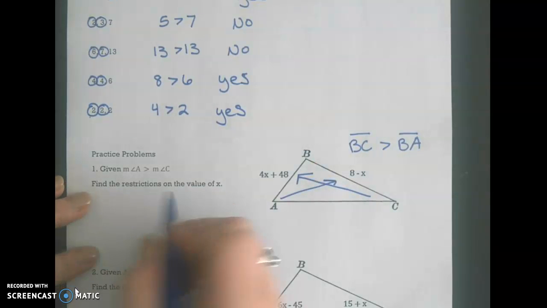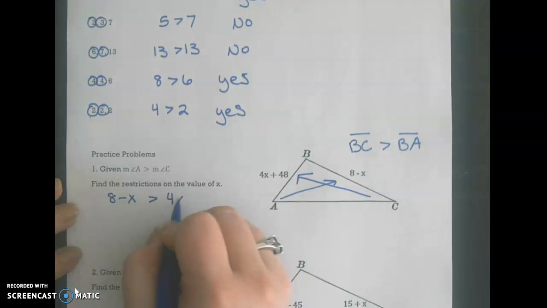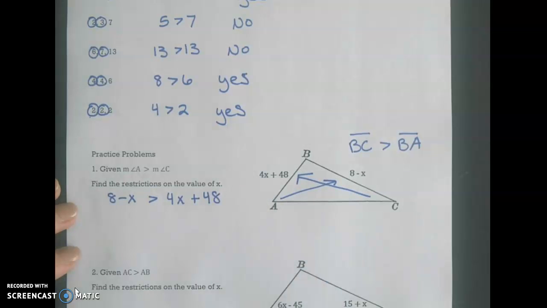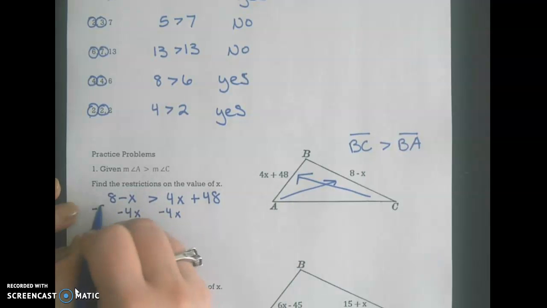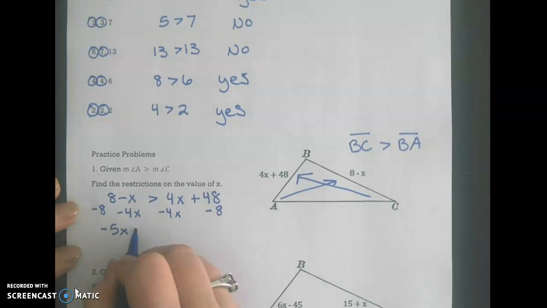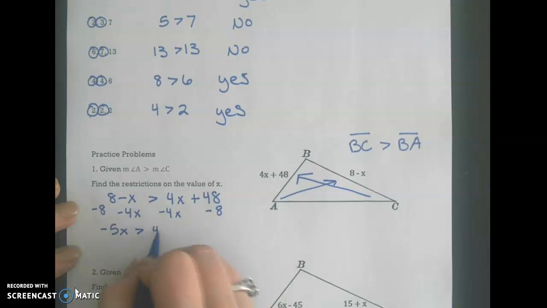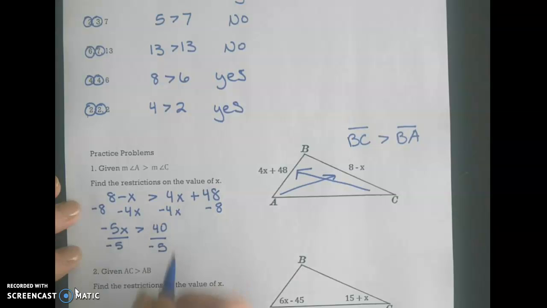And so BC is 8 minus x. BA is 4x plus 48. So this inequality I now need to solve for. I'm going to move my x's to the left side. I'm going to move my constants to the right side. So I'm going to get minus 5x is greater than 40. Divide both sides by negative 5. And remember, when you divide by a negative, your inequality sign flips directions. So I'm going to get that x is less than negative 8.